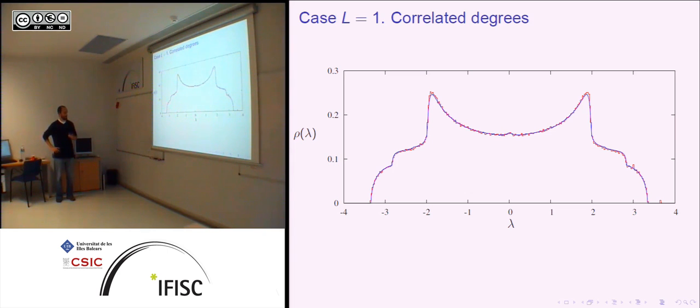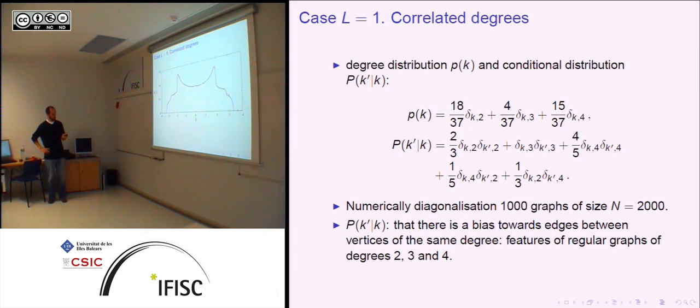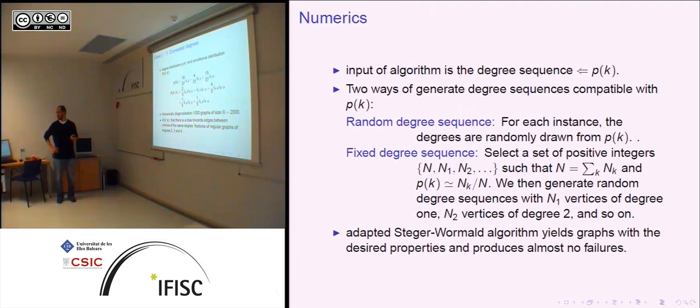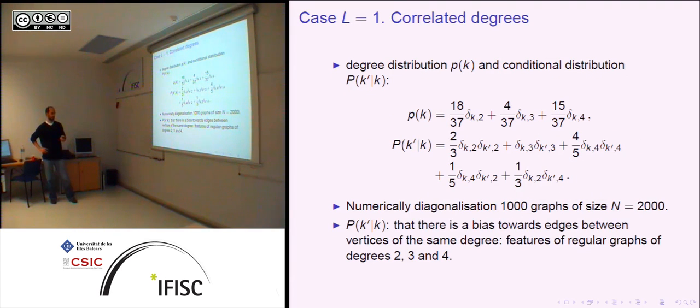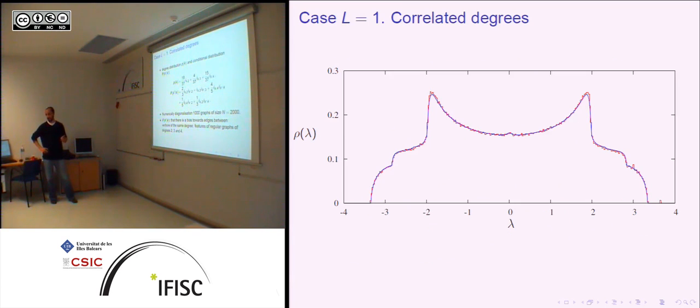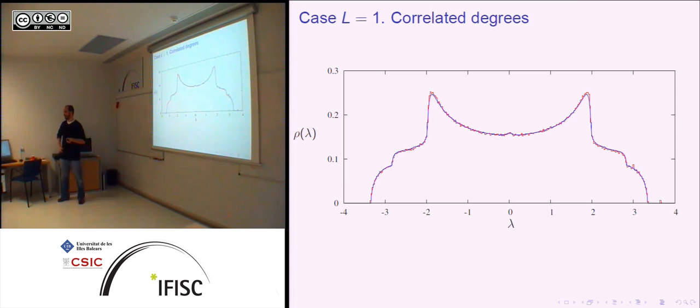Perhaps I can explain later on why this picture has this form. You can understand it in the following sense: this conditional distribution is such that nodes of degree 2 tend to be connected with degree 2, while nodes of degree 3 tend not to be connected with degree 3, and the same with 4. If you know the spectral density of a random regular graph of connectivity 2, 3, and 4, they look something like this. This is the one of connectivity 2, going up, down, up.